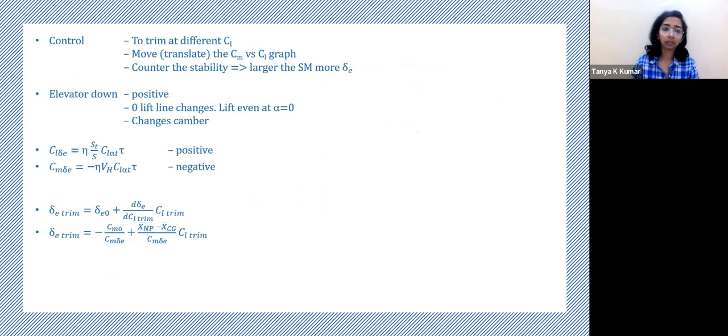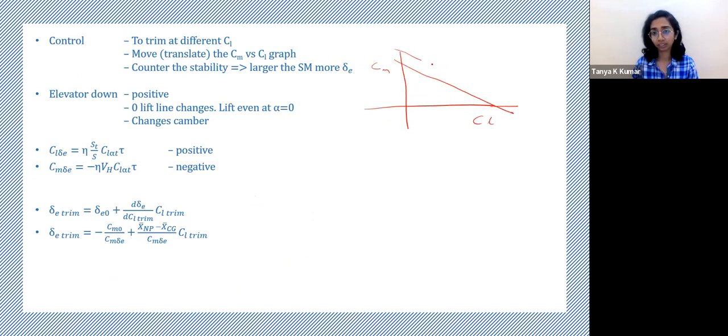Then we saw the control. We saw that it does not affect stability in any way. So what the control does is, this is your Cm versus Cl graph. The slope remains constant. No matter how much you deflect your elevator, the slope of this graph remains constant. Deflection of the elevator only changes the Cm naught, or it only translates the graph. It does not rotate the graph. Why do we do that? To trim the aircraft at different Cl trims.